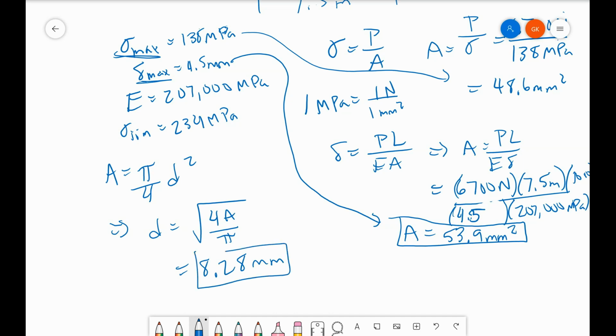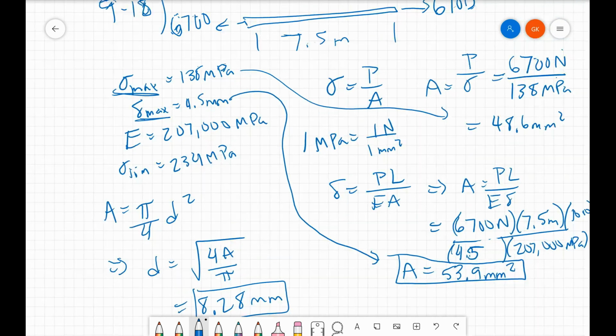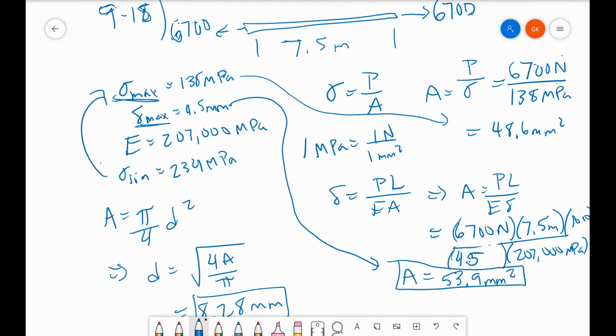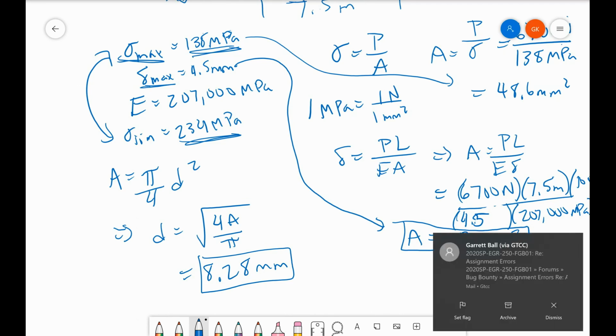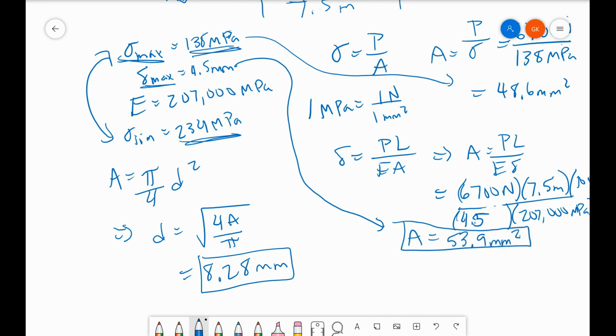Now, I can go ahead and stop there. And you might be wondering, wait a second, what about the whole proportional limit? Why didn't you check it? Well, go back here and look. Do you see these two values it gave us? It told us that the max stress is 138 megapascals, and the proportional limit was 234 megapascals. We're never going to reach that, so we don't even have to test it. This diameter will make sure that we don't breach the proportional limit because our max stress is much less than our proportional limit stress. So we are completely good there.